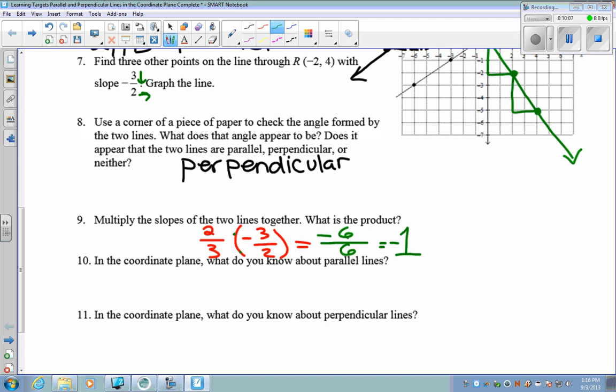I apologize, -1, of course. All right, the product of those two slopes is -1. All right, so we'll come back to that in a second.